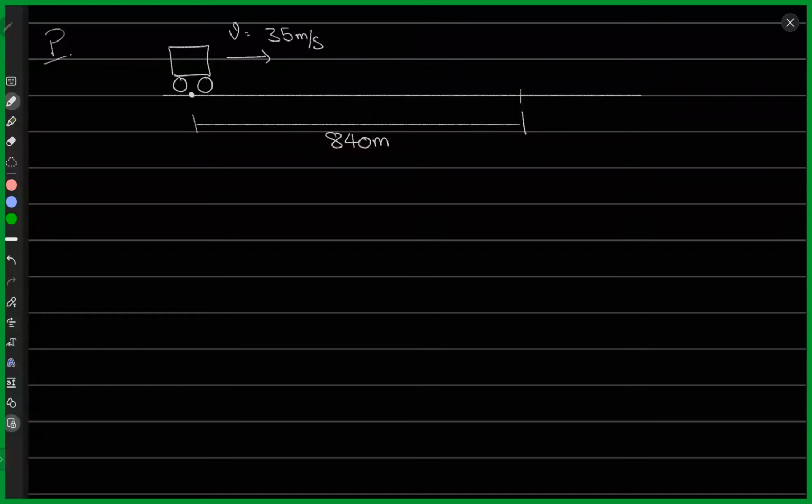Now, when it moves this distance, 840 meters, at a point, it's going to apply brakes. So the driver in the car is going to apply brakes. What would happen when the driver applies brakes? The car starts slowing down, right? The car will start slowing down as soon as the driver applies brakes. And so the purpose of the brakes is to produce negative acceleration or deceleration. It will slow down the car.